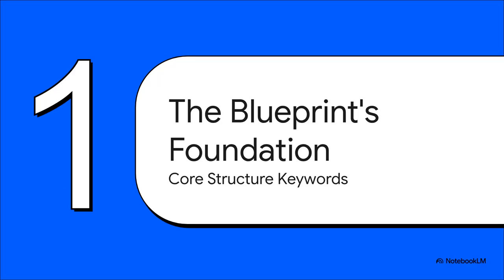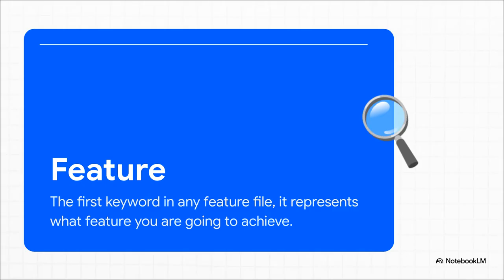Okay, let's think about our feature file like it's a blueprint for a piece of software. And you know, any good blueprint has to start with a solid foundation. These first few keywords we're going to look at, they define the whole structure and really set the stage for everything that comes after. First things first, every blueprint needs a title, right? In Gherkin, that's the feature keyword. It always comes first, and it answers that one big question. What is this part of the application supposed to do?